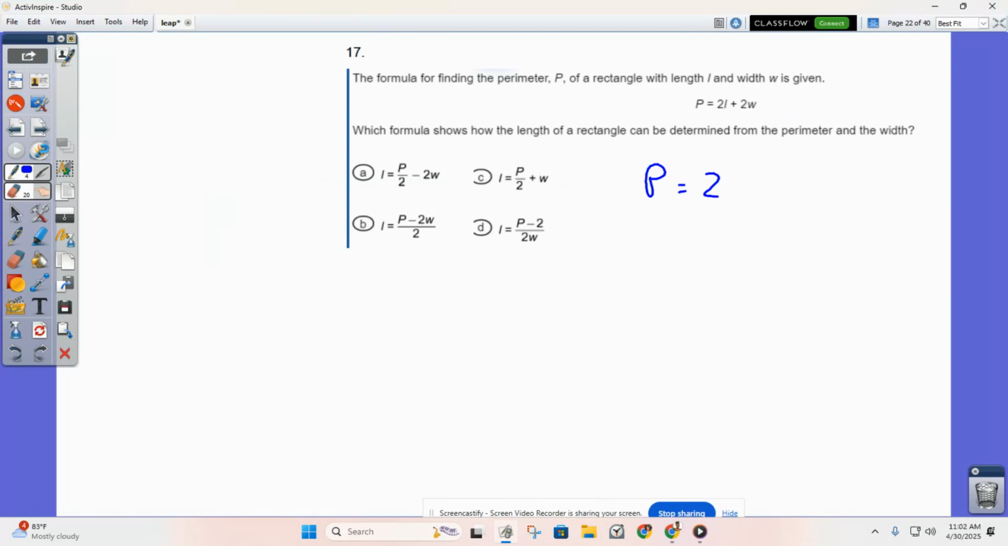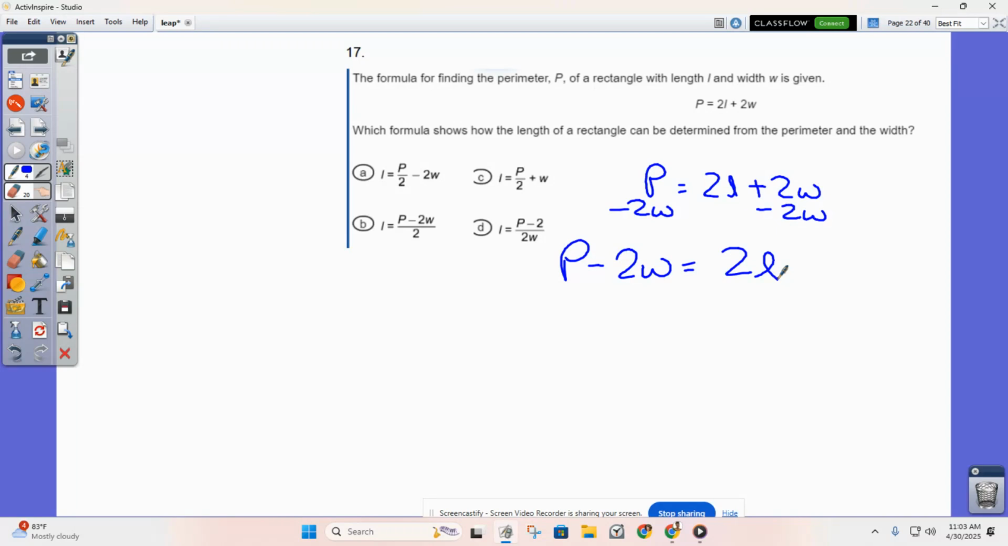I'm going to make my L's a little cursive just so I can tell the difference between an L and a 1. I'm trying to get the L alone. Right now that L is stuck to the 2. What's happening to the 2L is we're adding 2W. I want to do the opposite and subtract 2W on both sides. That gives me P minus 2W equals 2L.